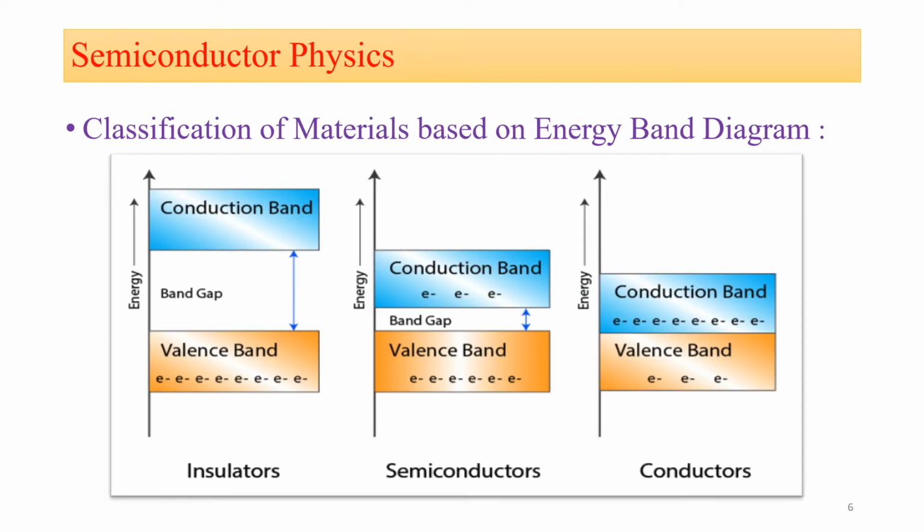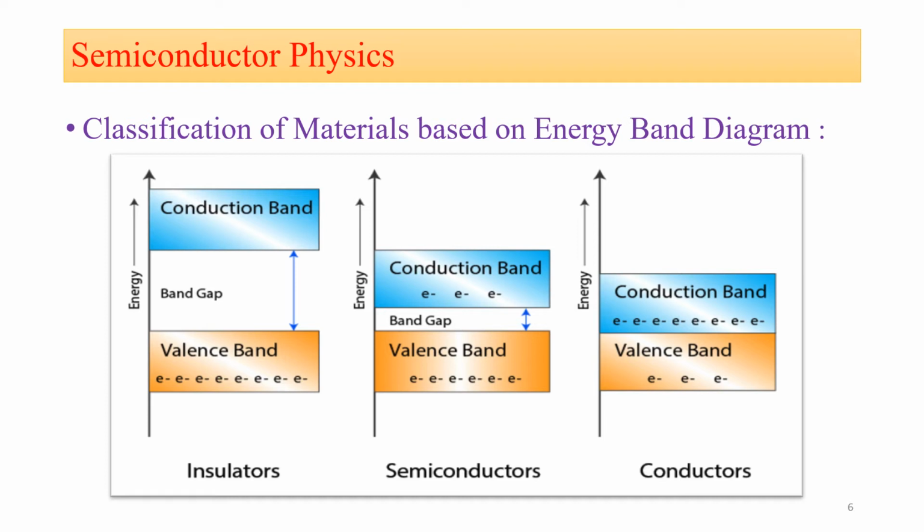Now let's classify the different types of materials based on the energy band diagram. Here there are basically a total of 3 materials. First one is insulator, second one is conductor, and third one is semiconductor. Now let's see the insulator first. The first picture shows the insulator.